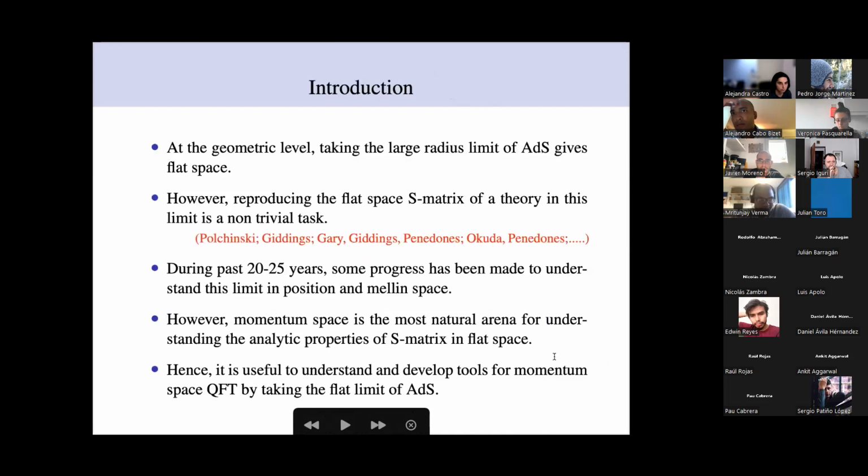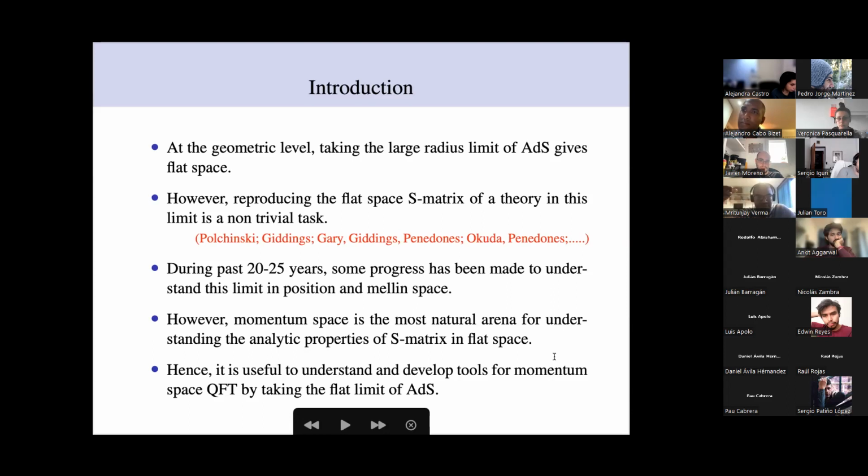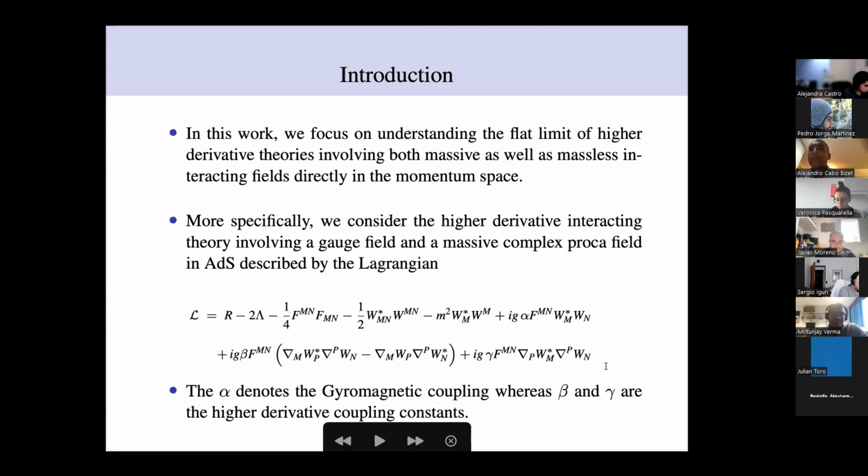Let me begin with some motivation. At the geometric level, taking the large radius limit gives us flat space. However, reproducing the flat space S matrix of a theory in this limit is a non-trivial task. Since the advent of AdS/CFT during the past 20-25 years, some progress has been made to understand this limit in position and Mellin space. But momentum representation is the most natural arena for understanding the analytic properties of the S matrix in flat space. Hence, it will be useful to understand and develop tools for momentum space QFT by taking the flat limit of AdS.